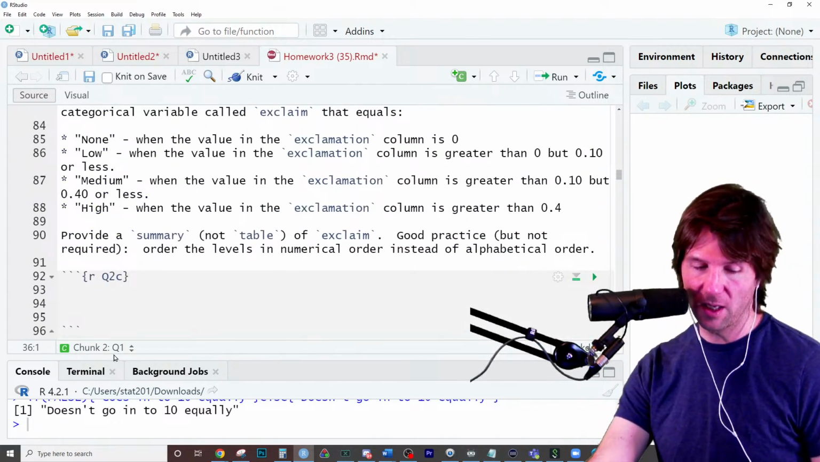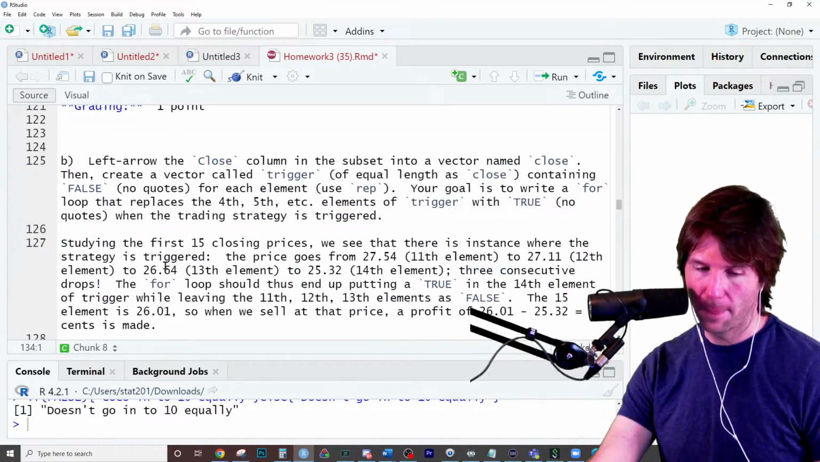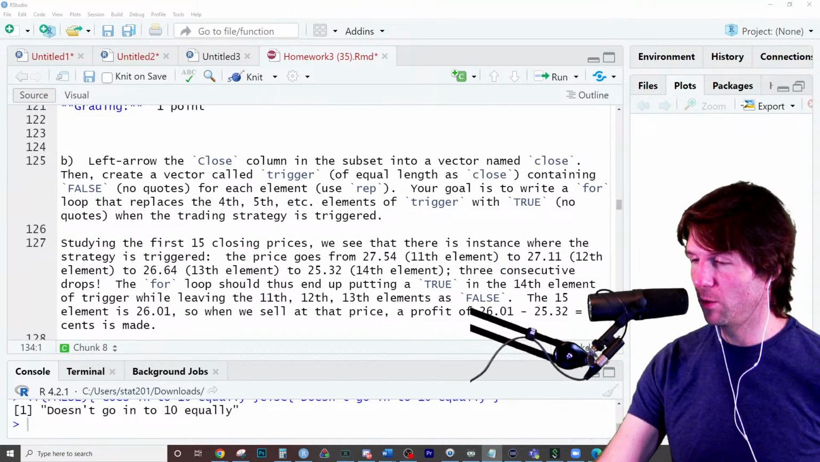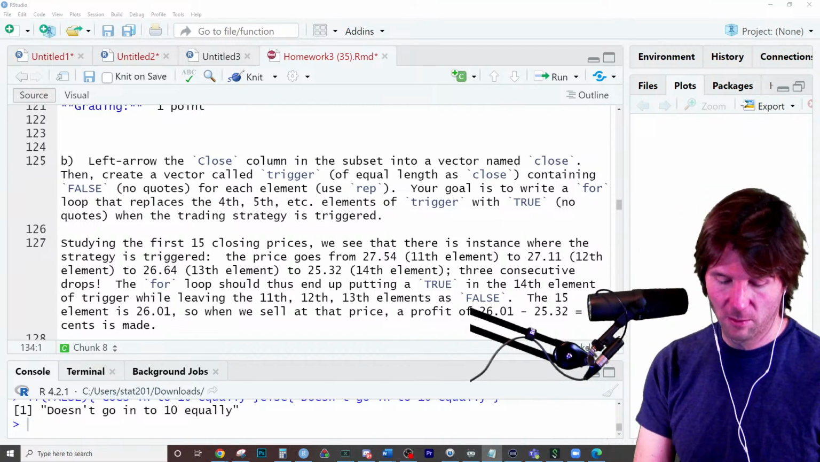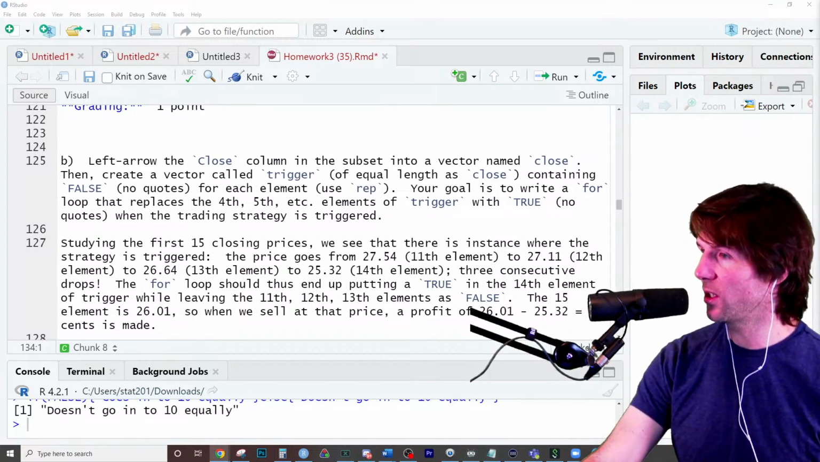But let's go down to 3B. And good question right there, Katie, on how to get this vector. So here we are on 3B with the trigger vector. And so let's put a new timestamp. Gonna grab some lunch in a little bit. Okay, got a new timestamp for question 3B.